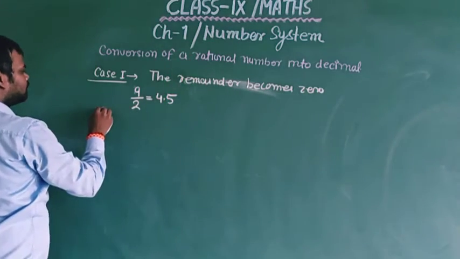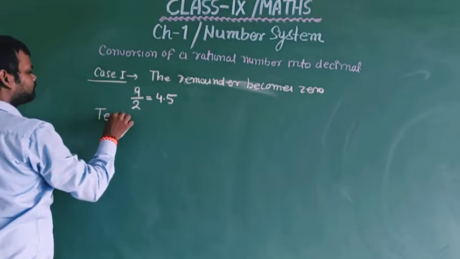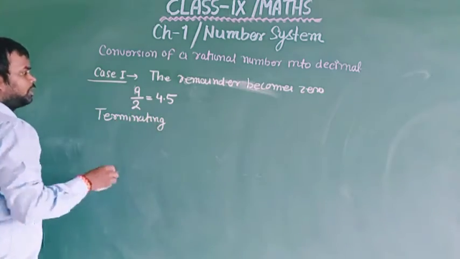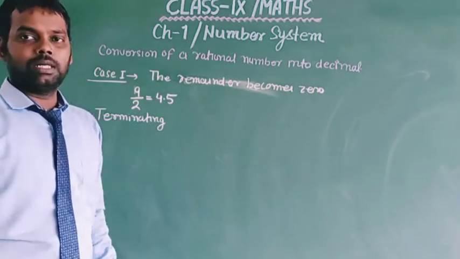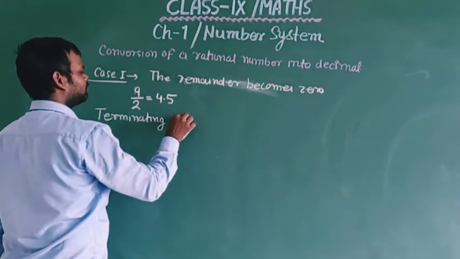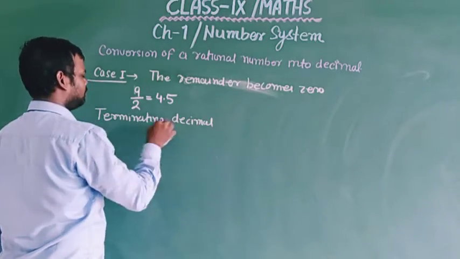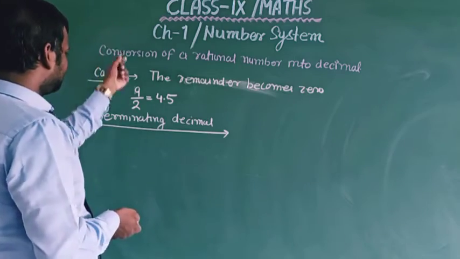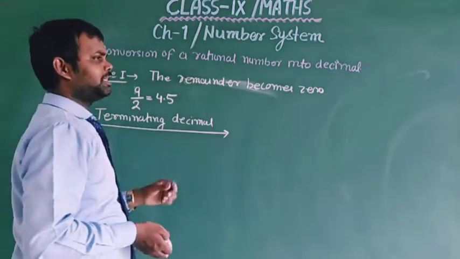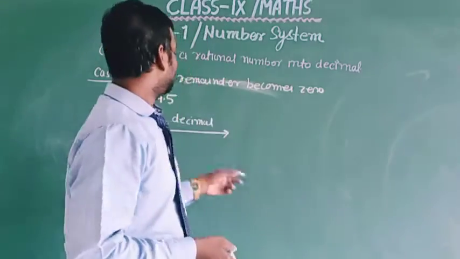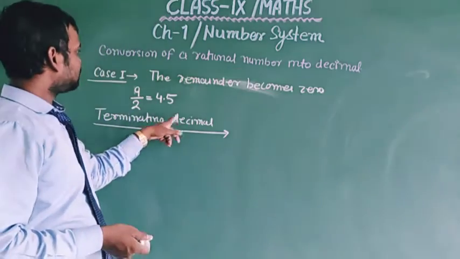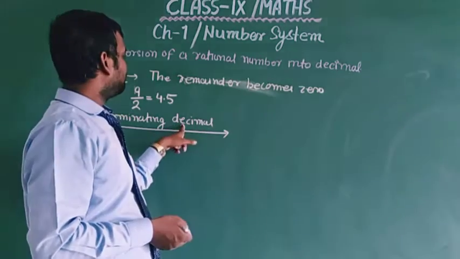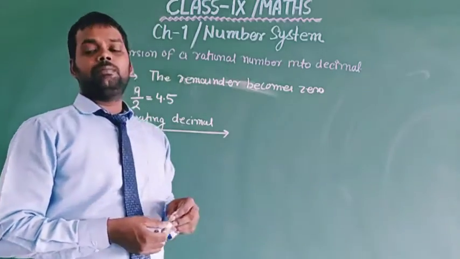So terminating decimal. In a terminating decimal, the remainder becomes 0 after a finite number of steps.